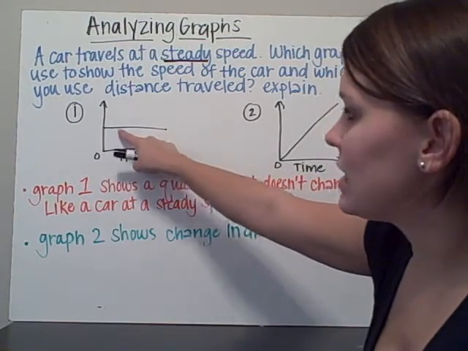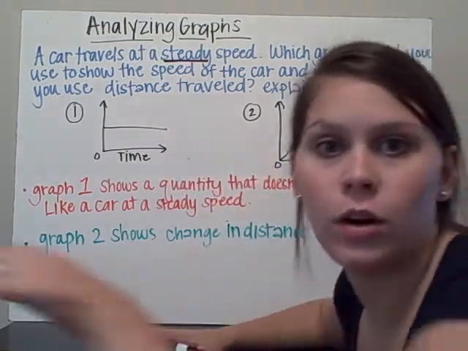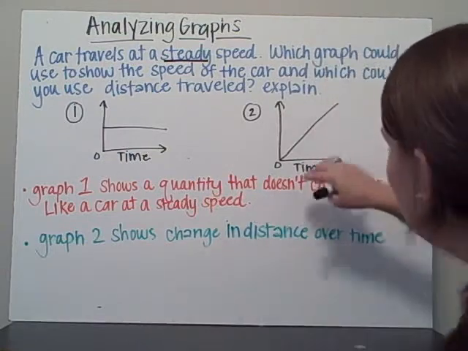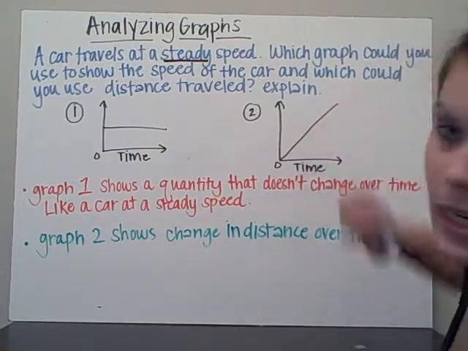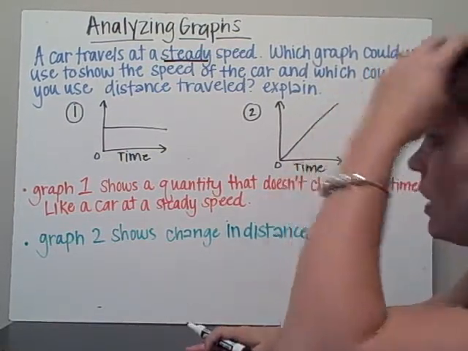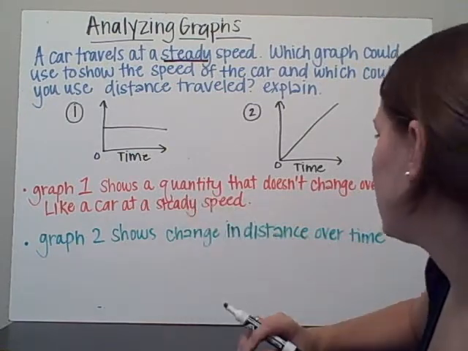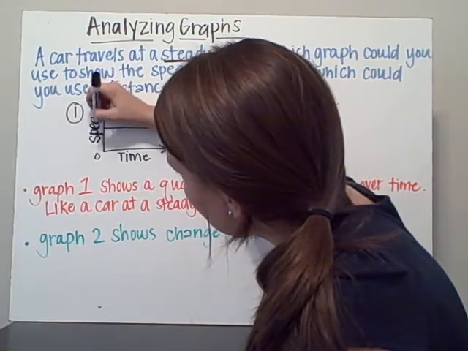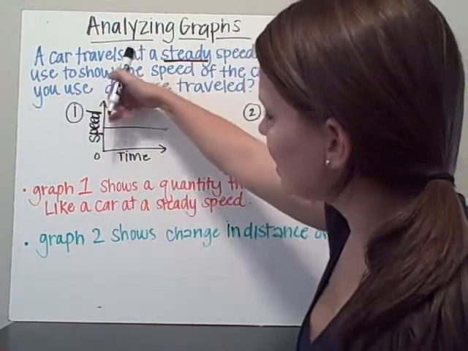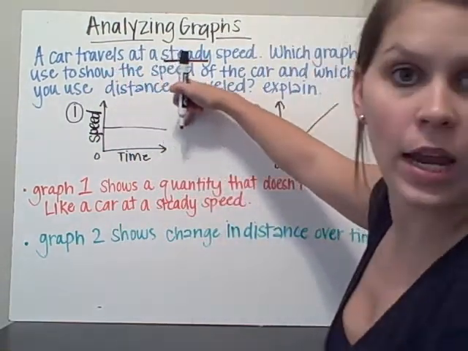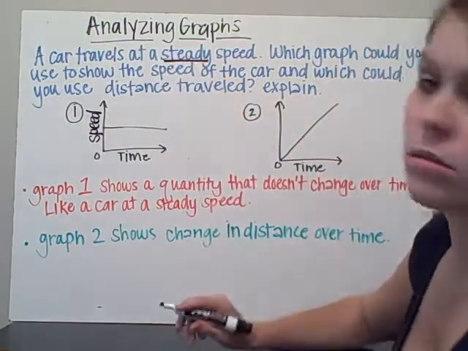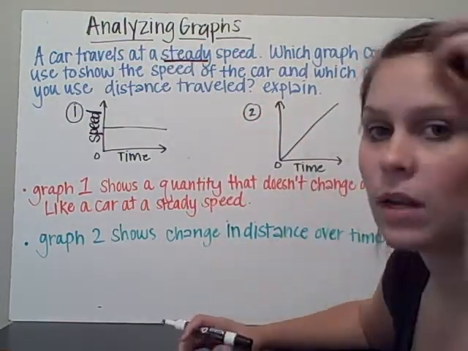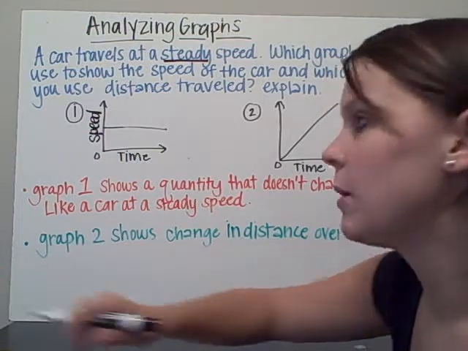So you have this one, which is a straight line. So it's at the same point over a period of time. And then you have this one that is increasing as time goes on. Now, graph 1 is going to show the speed because as time continues, it's steady. That speed does not change, which in our story, it told us it was a steady speed, which is the same through the whole thing.